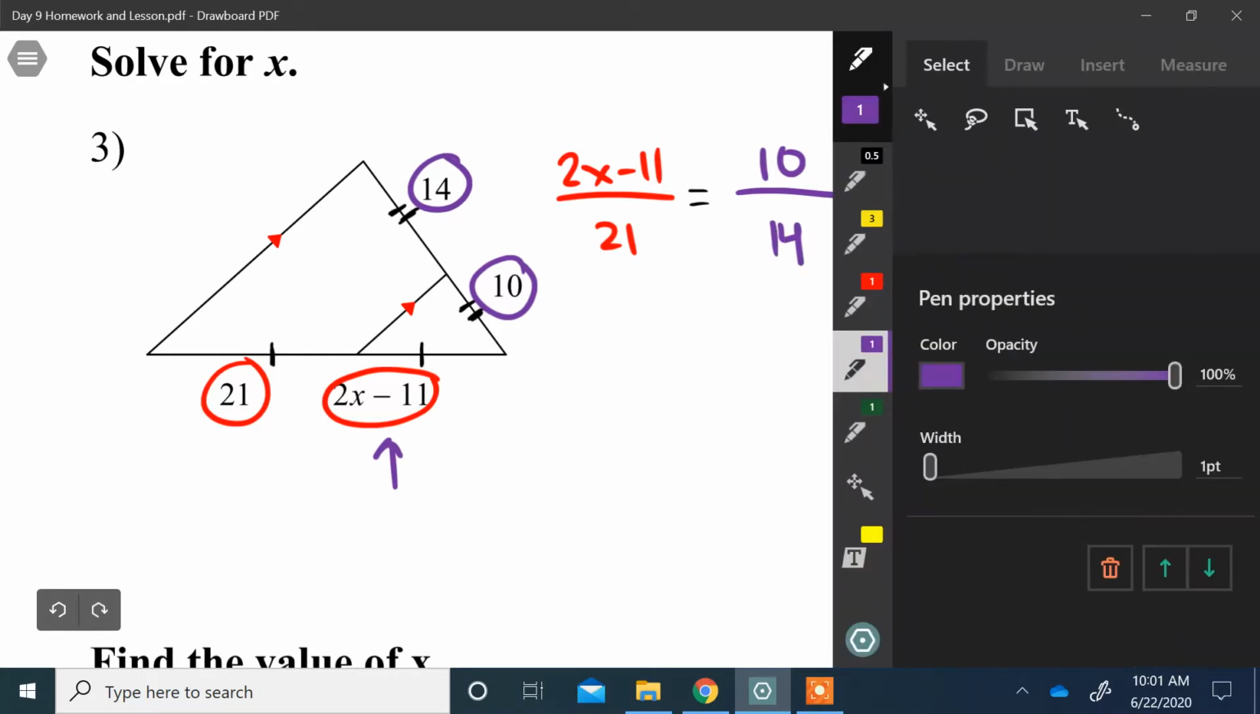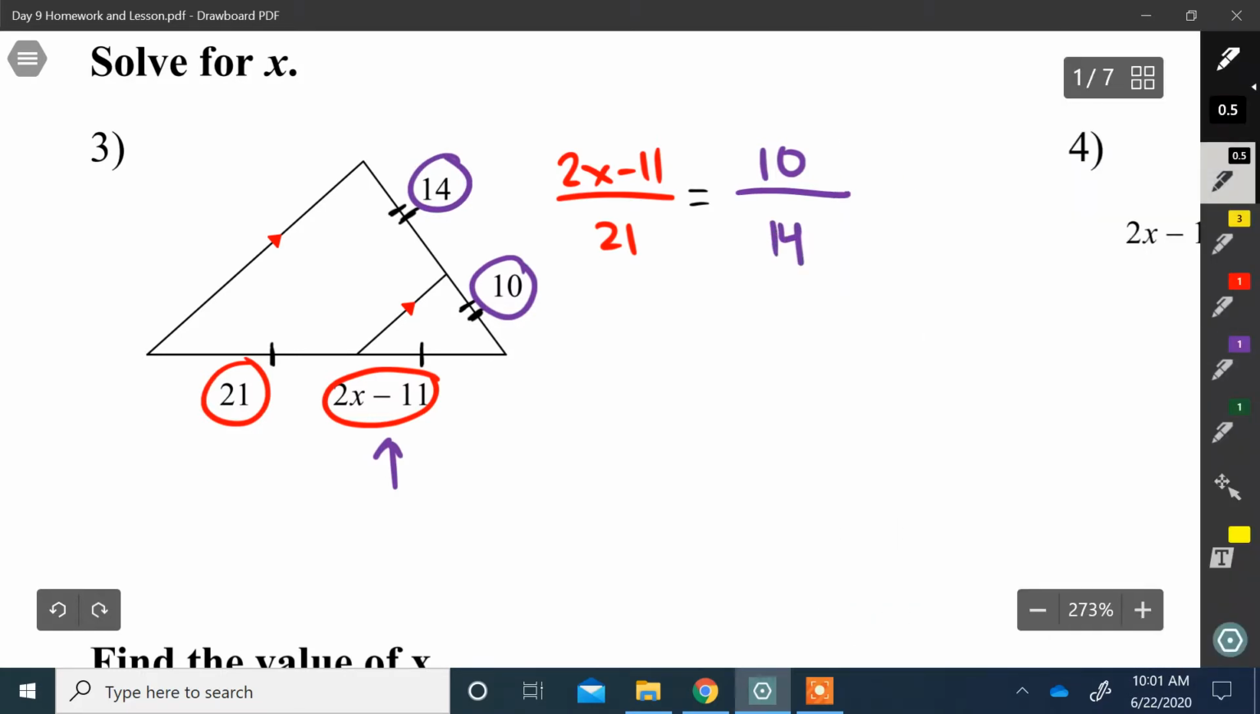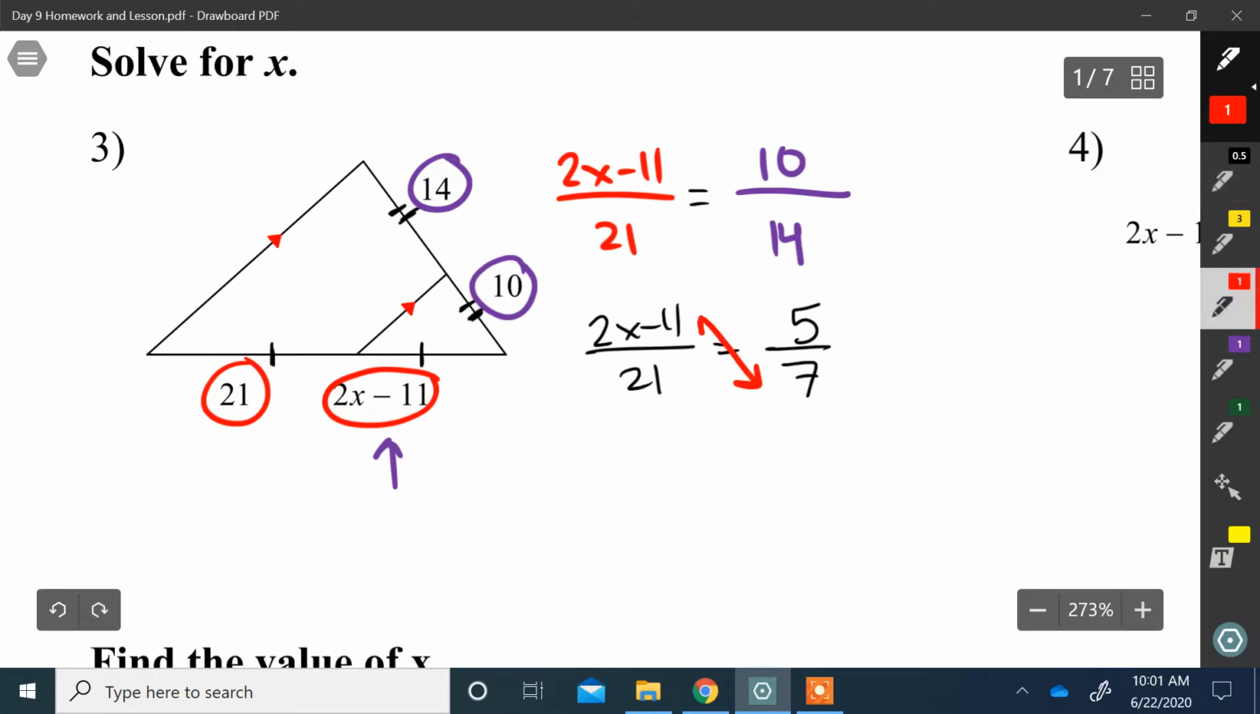I could simplify that fraction to make it simpler. 10 over 14, I could divide by 2. Then I get 5 over 7. Then let's go ahead and cross multiply now. That means that I'm going to multiply 7 times that and 7 times that. That's going to give me 14x minus 77 is equal to, now let's go ahead and multiply 21 times 5.